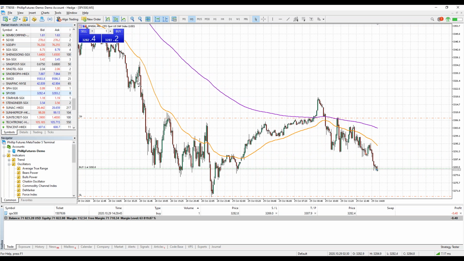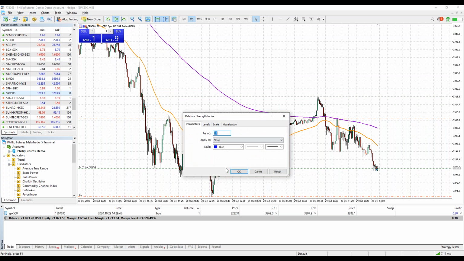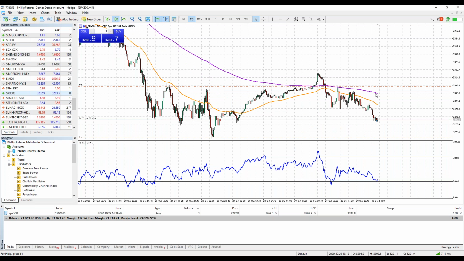Okay. So other things that are offered in this are, of course, common things like RSI. RSI is basically the Relative Strength Index. It helps you to identify oversold or overbought conditions.